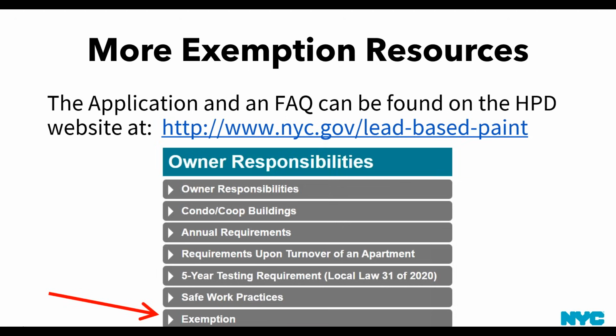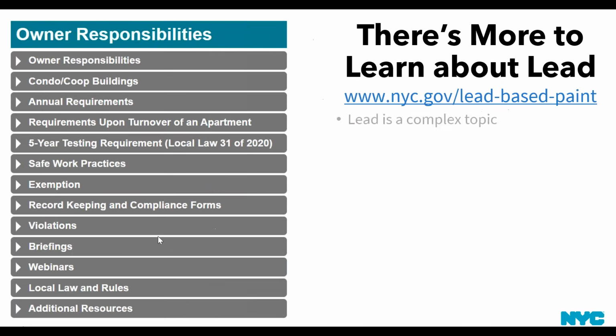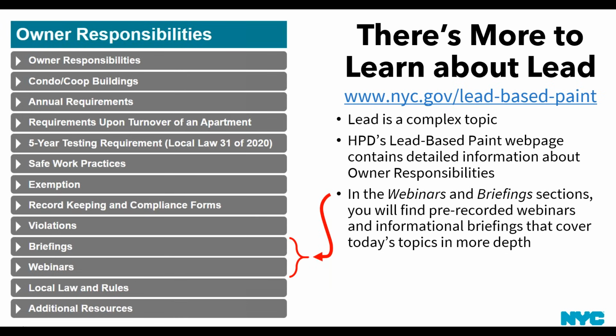So for much more information, you can visit our website at nyc.gov/lead-based-paint. I'll just emphasize those 2 hyphens again, because those are important. If you do not put the hyphens in, you'll actually go to a different New York City website about lead-based paint. So if you want to be sure to find HPD's, remember to type those hyphens in. And of course, it's very easy to Google HPD's lead-based paint page as well if you'd rather find it on a search engine. And the documents that I have been mentioning are available under owner responsibilities and under the exemptions tab on that website. Aside from exemptions, there is much more to learn. And as you can see from the menu on the left, we have a lot of information.